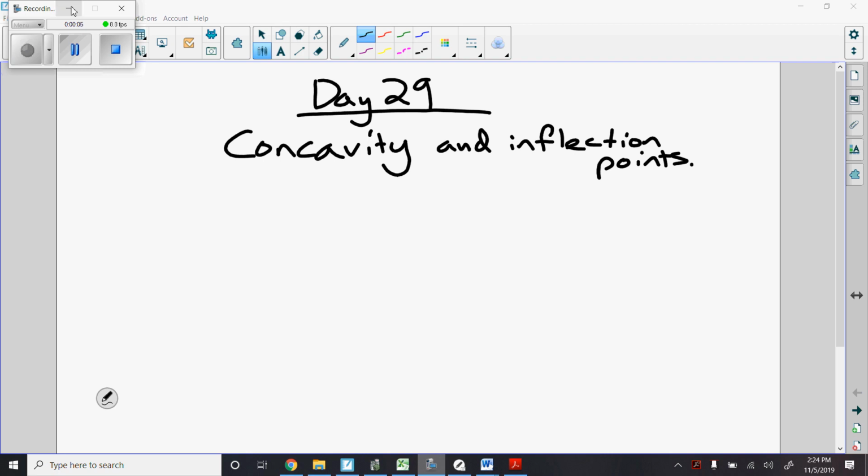Welcome to day 29. Today we're looking at a very important concept as well. We're looking at concavity and inflection points. So let's start with a little bit about concavity. The concavity of a graph of a function f, right? When we look at the graph, we can tell based on the shape whether it's concave up or concave down. So let me explain to you how that works.